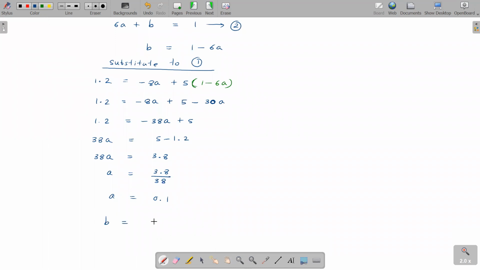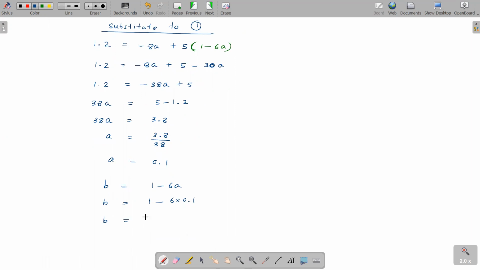So b equals 1 minus 6a. I substitute into the second equation where b is the subject: 1 minus 6 into 0.1. So 1 minus 0.6, right? Which is b equals 0.4. So these are the a and b values.